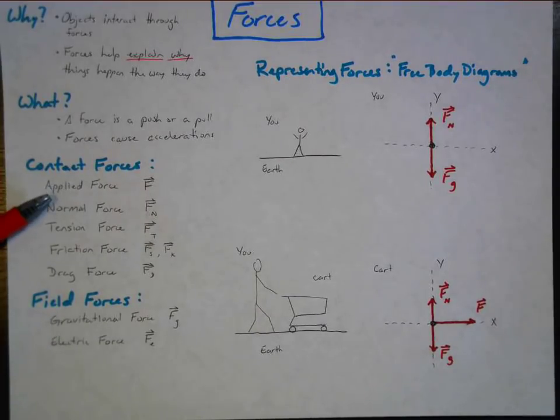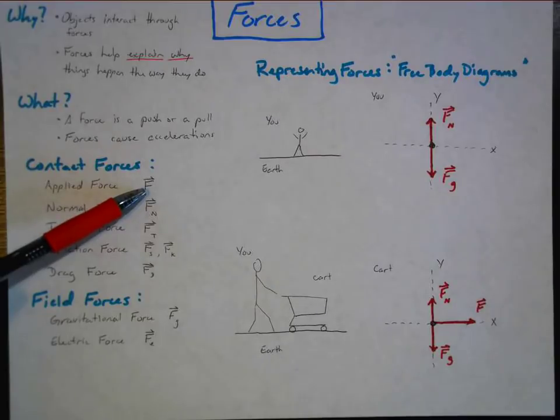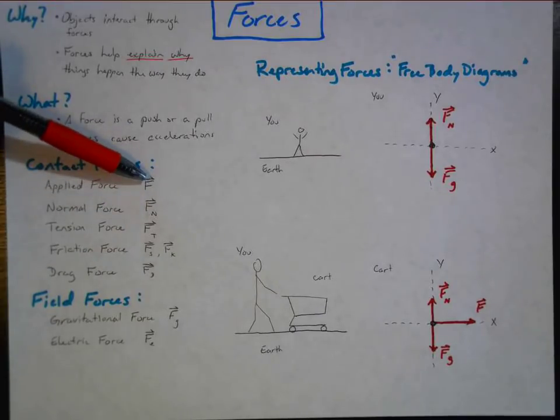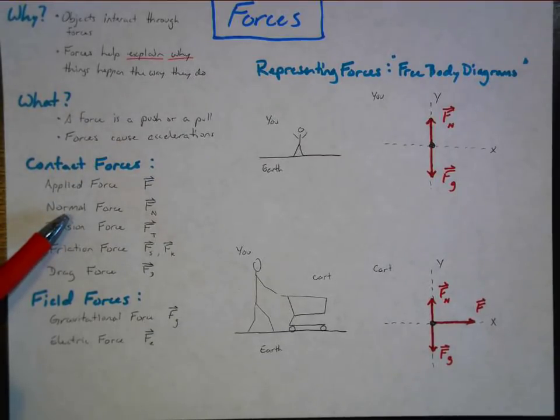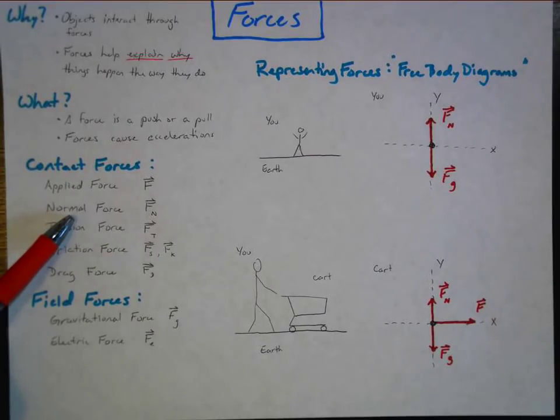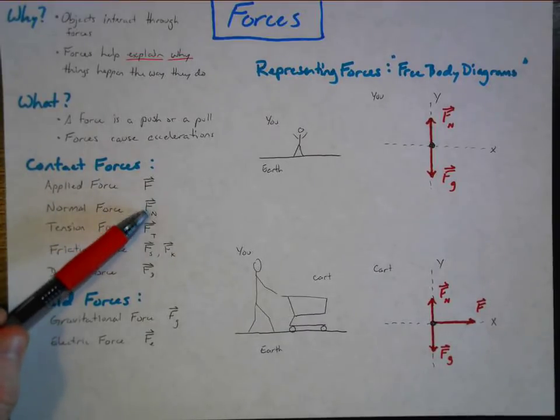So contact forces, you could have an applied force. For example, someone pushing on a shopping cart, you're applying a force to the shopping cart. The symbol we're using is a capital F with a line over it like half of an arrow, and we'll come back to that. Another is called a normal force. Not normal in the sense that it happens all the time, but normal in a geometric sense, in that normal actually means perpendicular. Think of normal force as a support force from a surface. The symbol we're going to use is capital F with a subscript capital N for normal force.